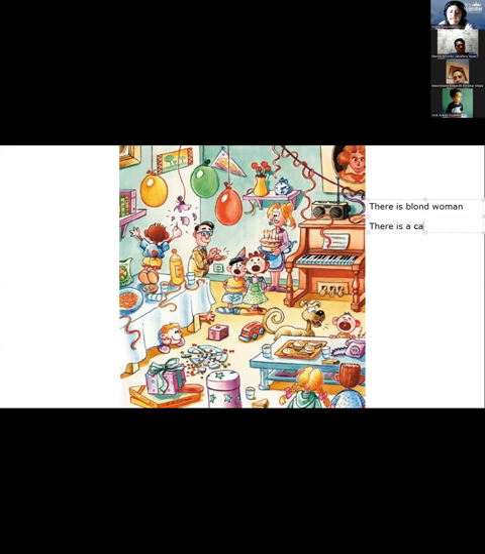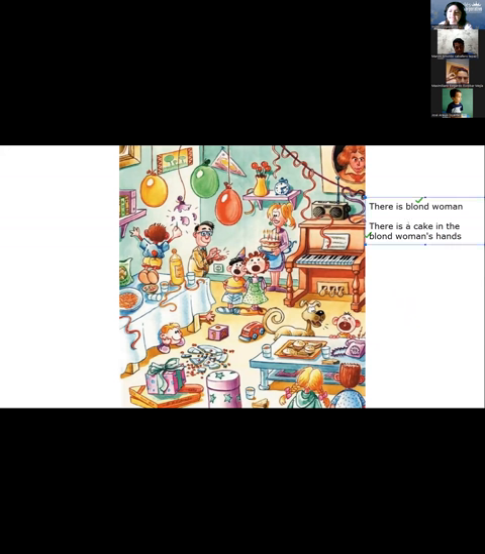There is a cake in the blonde woman's hands, right? Digo, hay una mujer rubia y hay un pastel en las manos de la mujer rubia, ¿verdad? So I'm using different adjectives. So as you can see in this case, I'm using one adjective to describe the woman. And here as well, I'm using another adjective, but this case I'm mentioning that there is a woman. Here is the woman. But now in here, I'm talking about the cake.